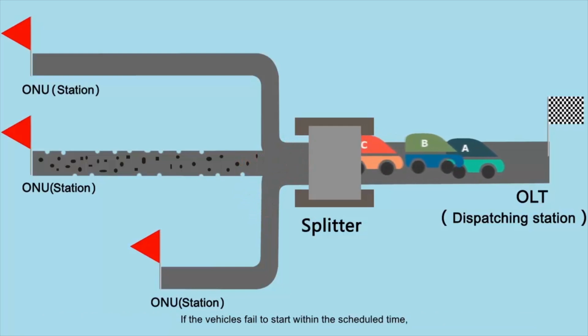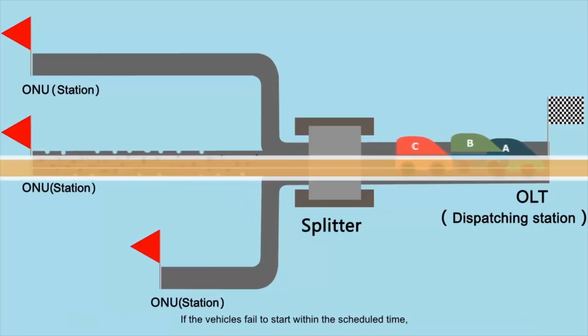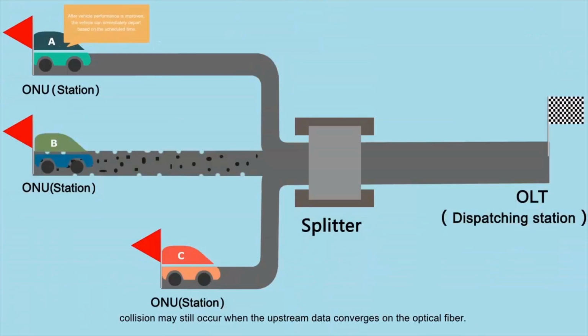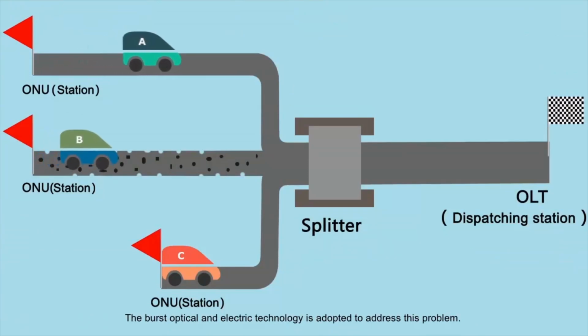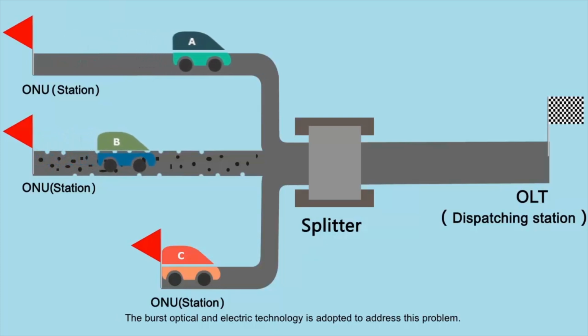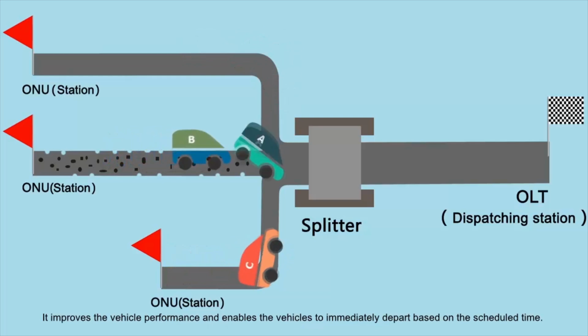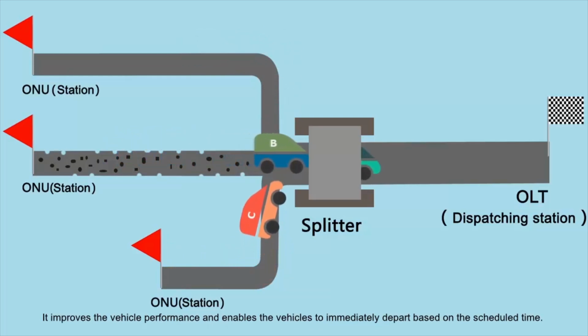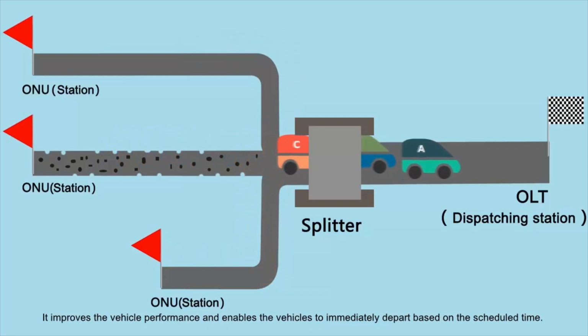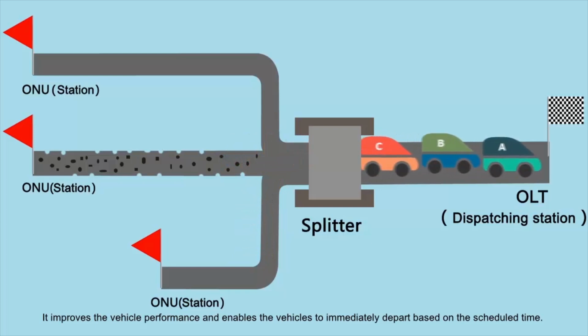If the vehicles fail to start within the scheduled time, collision may still occur when the upstream data converges on the optical fiber. The burst optical and electric technology is adopted to address this problem. It improves the vehicle performance and enables the vehicles to immediately depart based on the scheduled time.